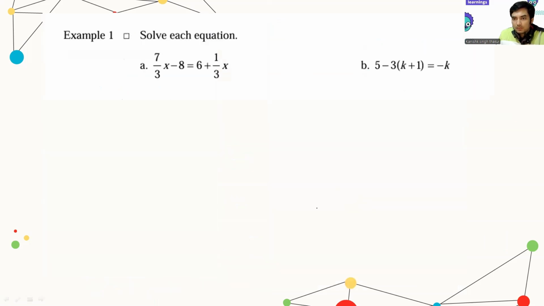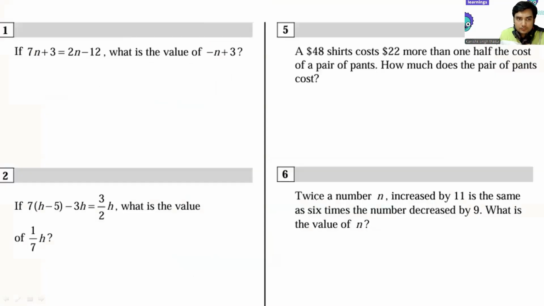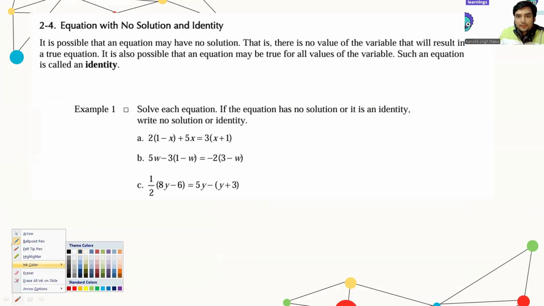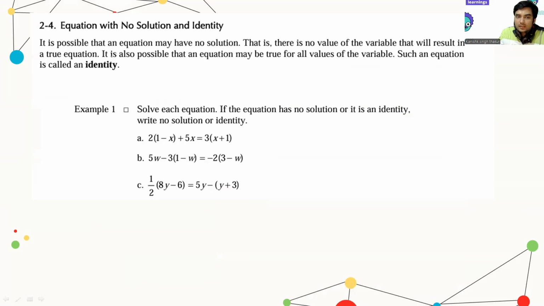Now these are more problems on solving equations which you can easily do. So now we have equations with no solution and identity. So there is no value of the variable that will result in a true equation. So what is an identity? Suppose you have an equation like this: x plus 5 is equal to x plus 3 plus 2. What happens is your x gets cancelled.